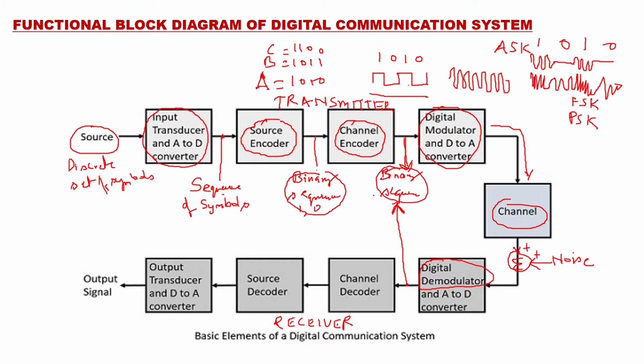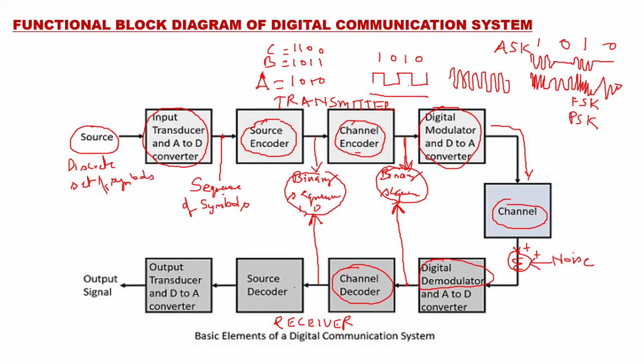Then you have the channel decoder. The channel decoder works exactly opposite to the channel encoder. After the channel decoder, you should recover the information bits which were emitted after the source encoder. So it just does the opposite work.